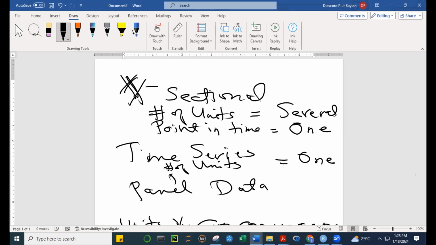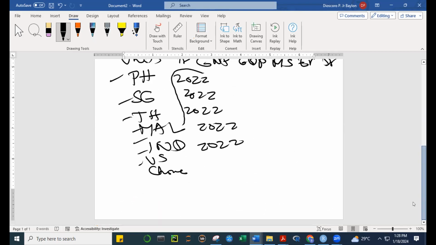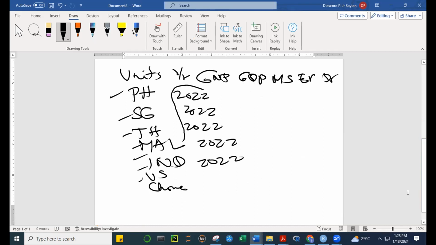Tapos, points in time ito is several. Baliktad siya. No? Several. Okay, let's take a look at our example. Let's go back to our example. So time series siya kapag you only focus on the Philippines. So ang unit natin, the individual that we're focusing on is Philippines.